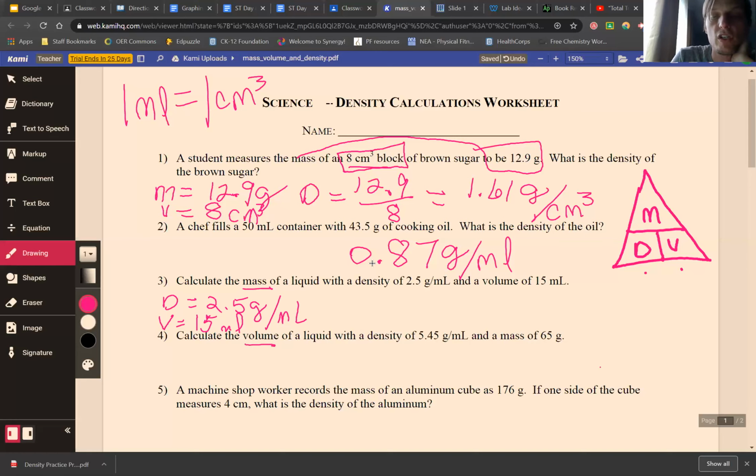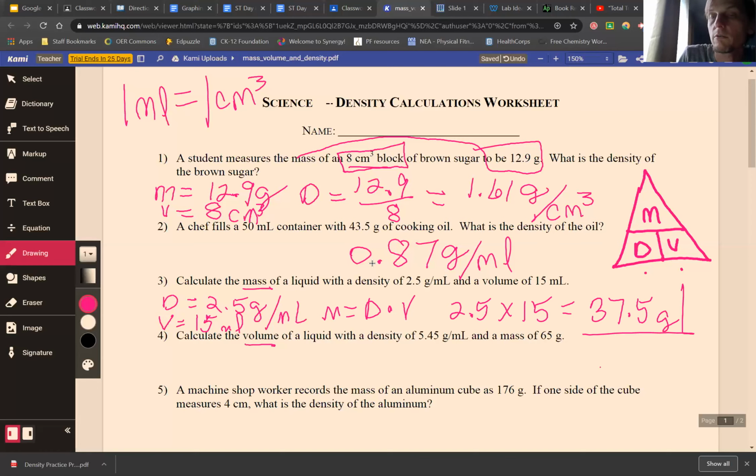If you don't see that, that's okay. Just follow the rules of the equation. To figure out mass, you do D times V, right? So to get the mass, it's D times V. So density is 2.5 times 15, and that's going to give you, for number 3, 37.5. That will just be grams, and this is your answer there.